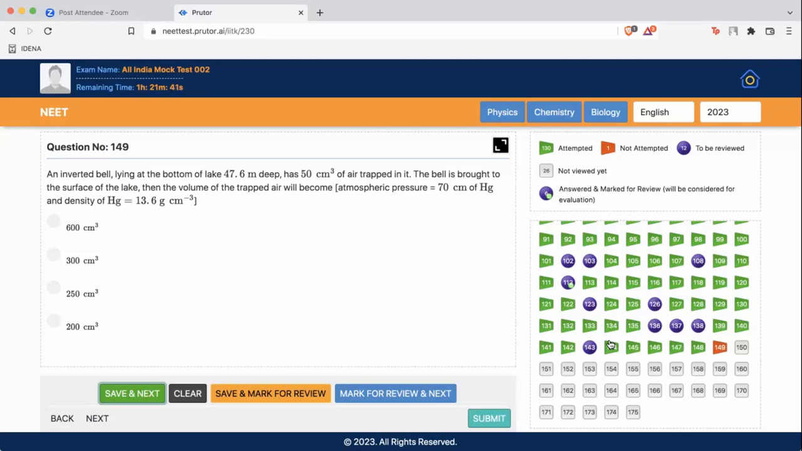An inverted bell lying at the bottom of the lake, which is 47.6 meters deep, has 50 centimeters of air trapped inside of it. If the bell is brought to the surface of the lake, how much will the trapped air be? Because here PV is constant, so P1 V1 is equal to P2 V2. First, at the outside, we have pressure P.